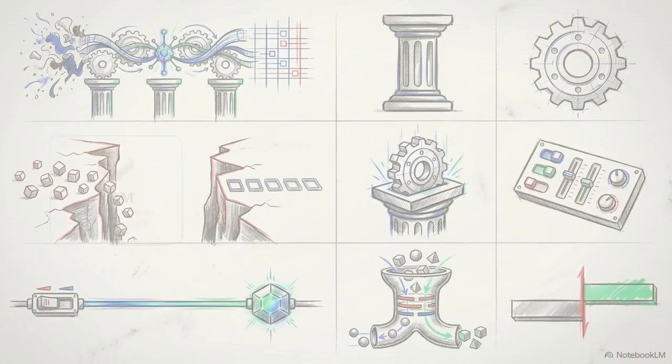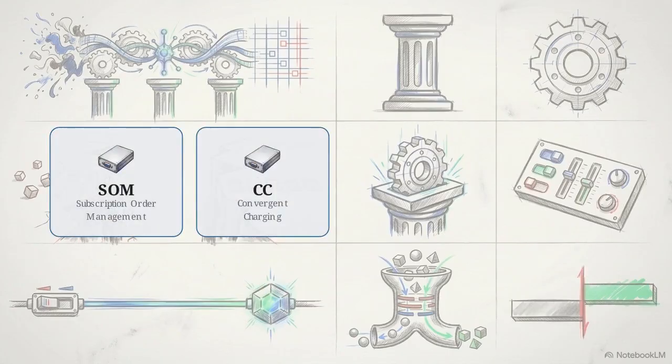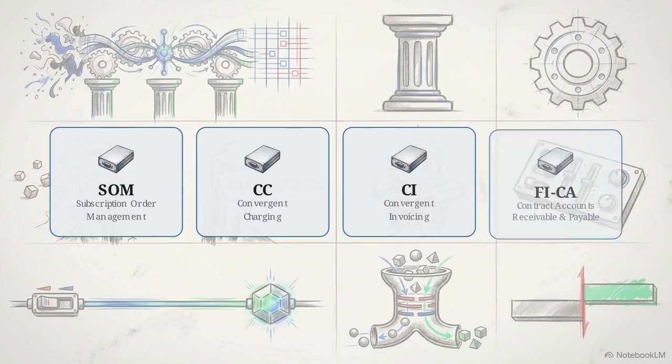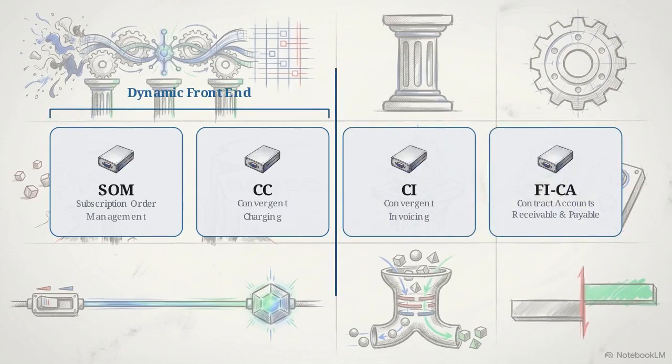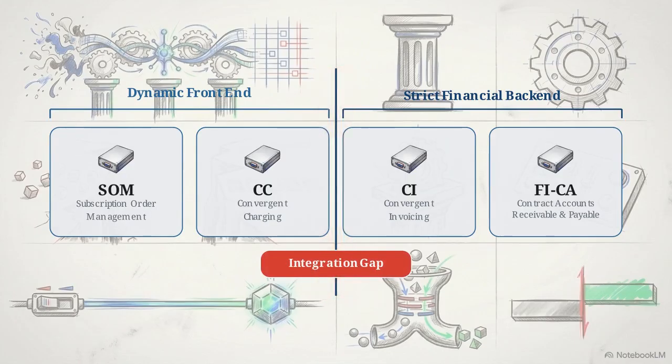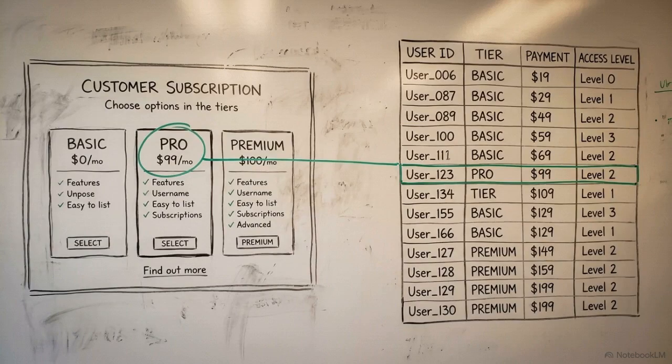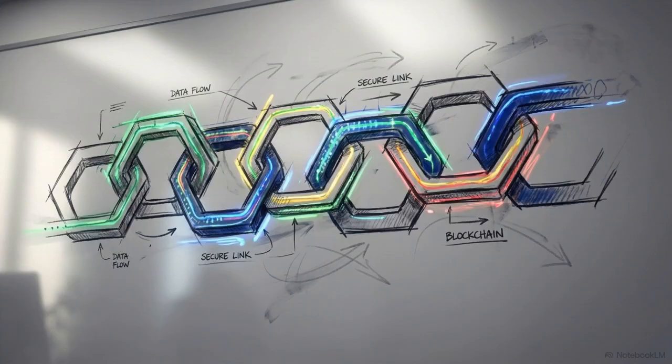SAP addresses this friction point using 4 core engines: subscription order management, convergent charging, convergent invoicing, and FICA. Between the dynamic front end and the strict financial back end lies the integration gap. Bridging that gap requires highly specific mapping. The systems communicate through a deterministic chain of ABAP objects, programming interfaces, and rigid distribution frameworks.